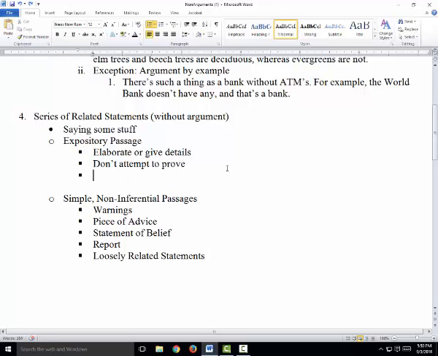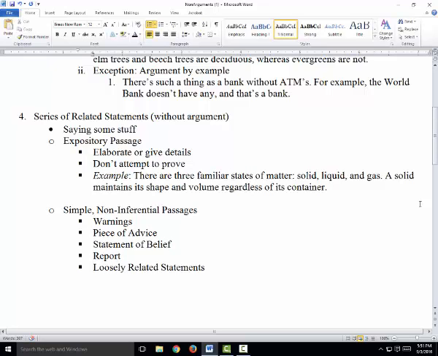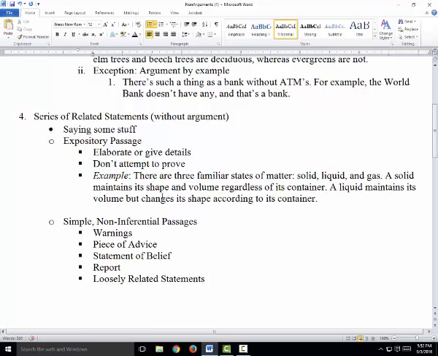So, for example, you might open a science book, and you might find a paragraph that says, there are three familiar states of matter: solid, liquid, and gas. And then it goes on to say that a solid maintains its shape and its volume regardless of the container it's in. A liquid maintains its volume but changes its shape to suit the container it's in. And a gas changes both its volume and its shape to suit the container that it's in.